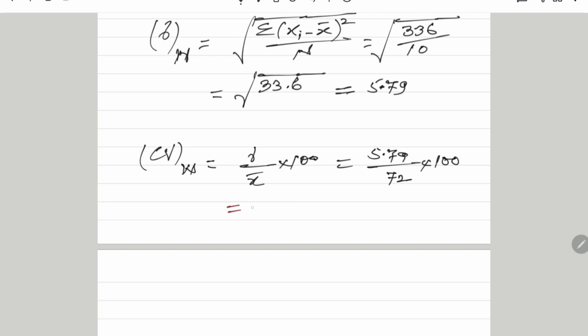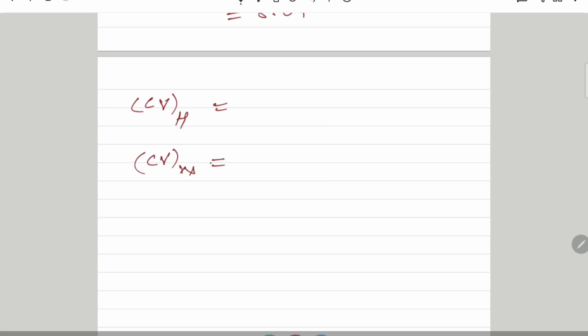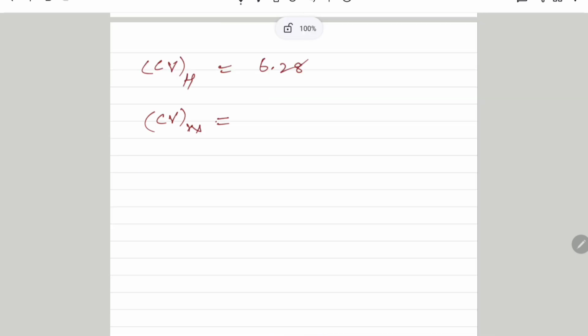Therefore, CV is 5.79 divided by 72 into 100. After simplification, we get that value as 8.04. We write down the CV for height and then the CV for weight. CV for height is 6.28. CV for weight is 8.04.